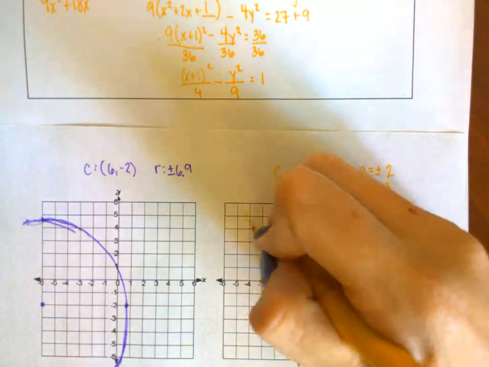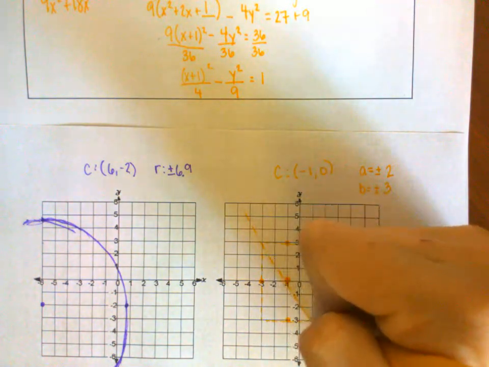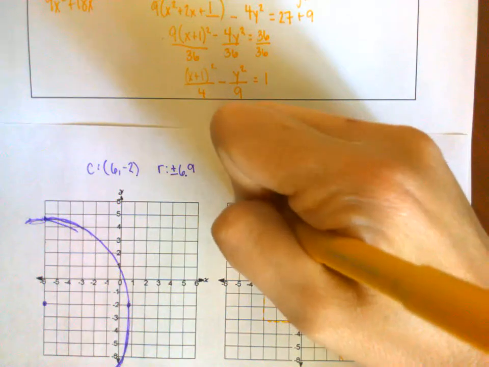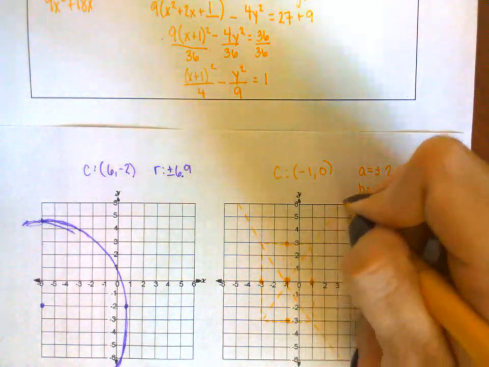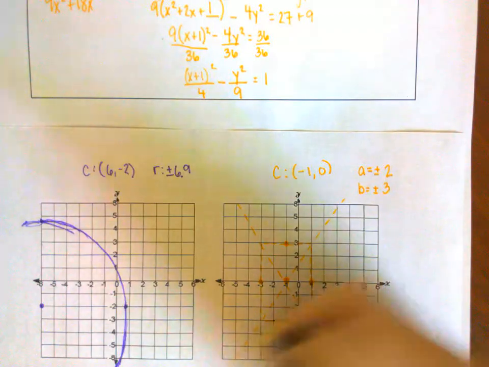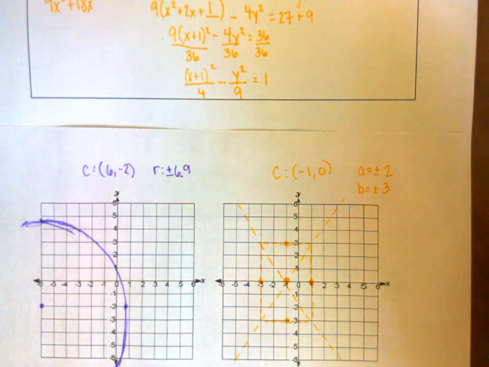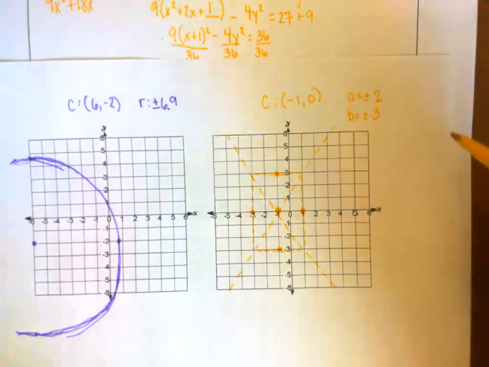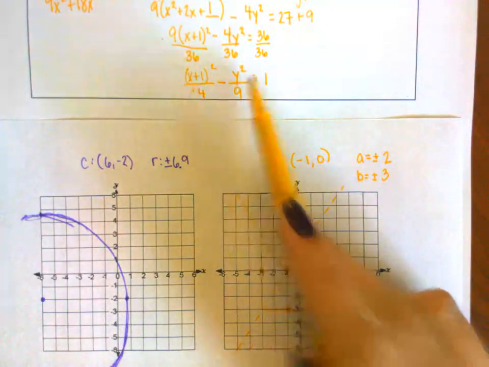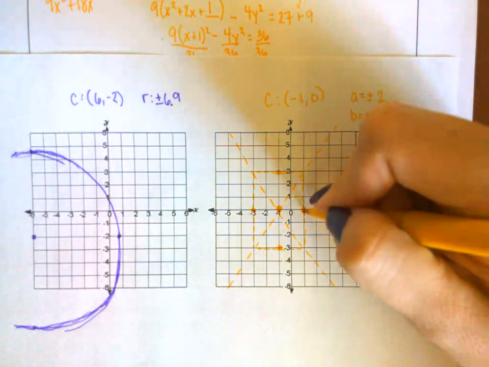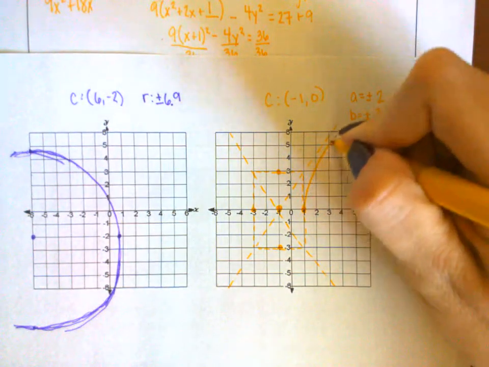I can draw my asymptotes. And is this one going to open up and down or left to right? Because x comes first, it comes before the y, it's going to open left and right. So it's going to open like this.